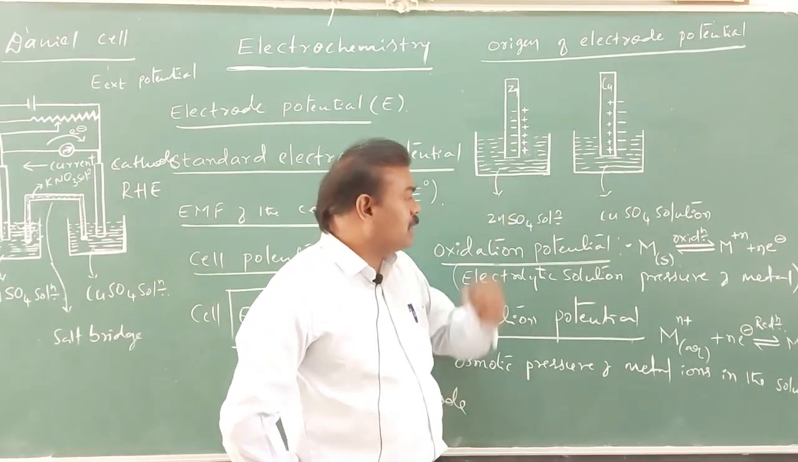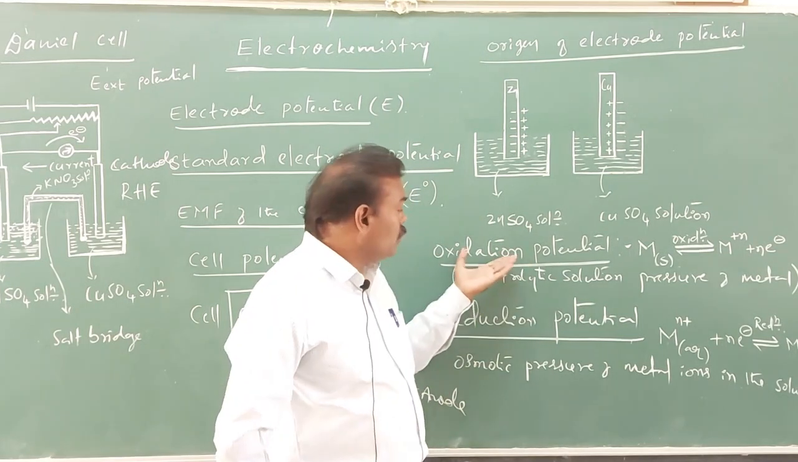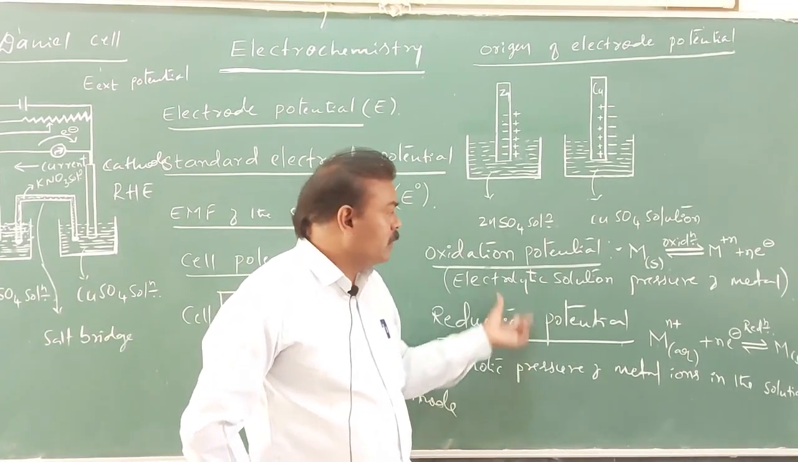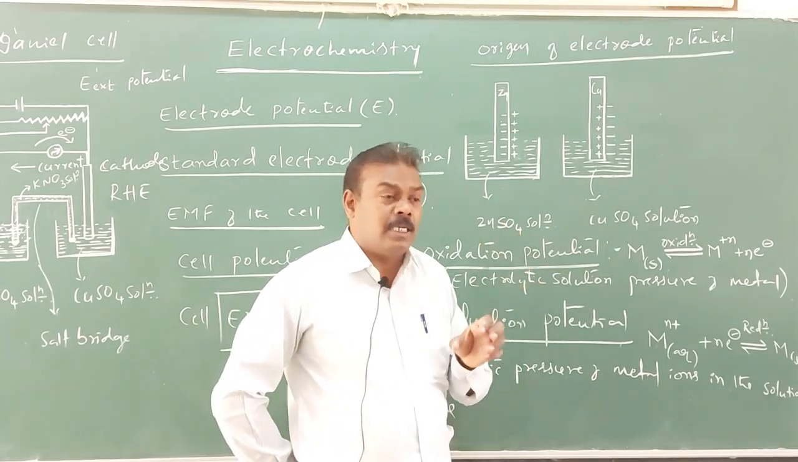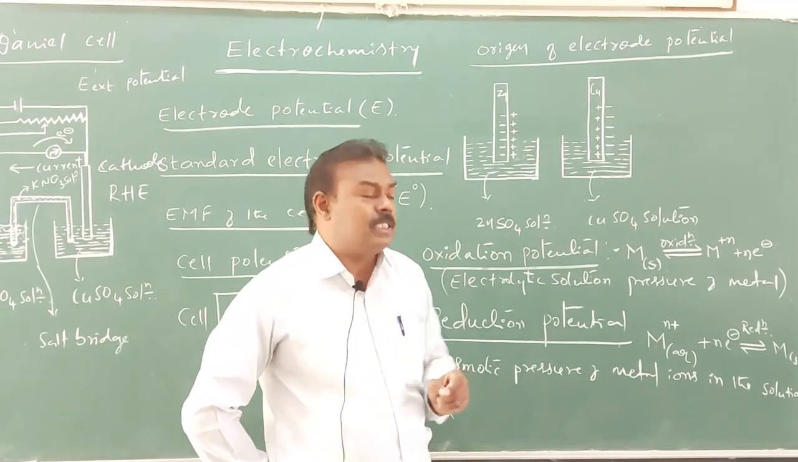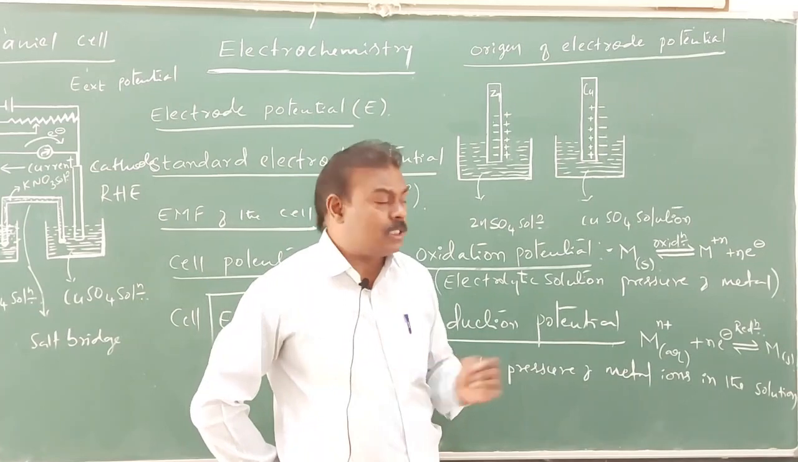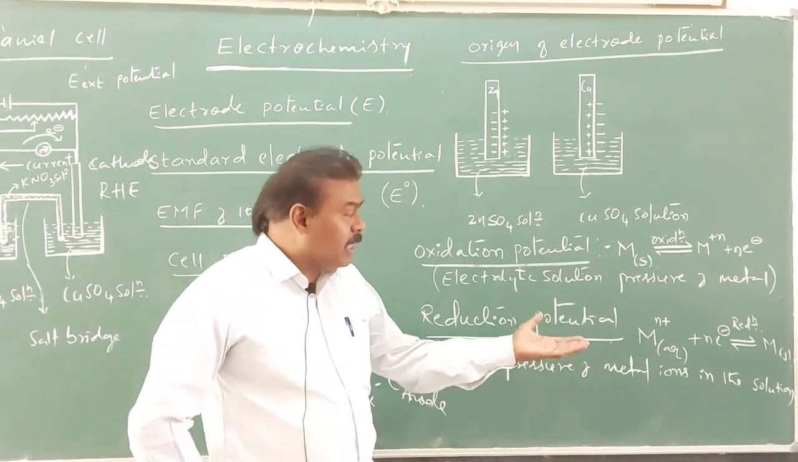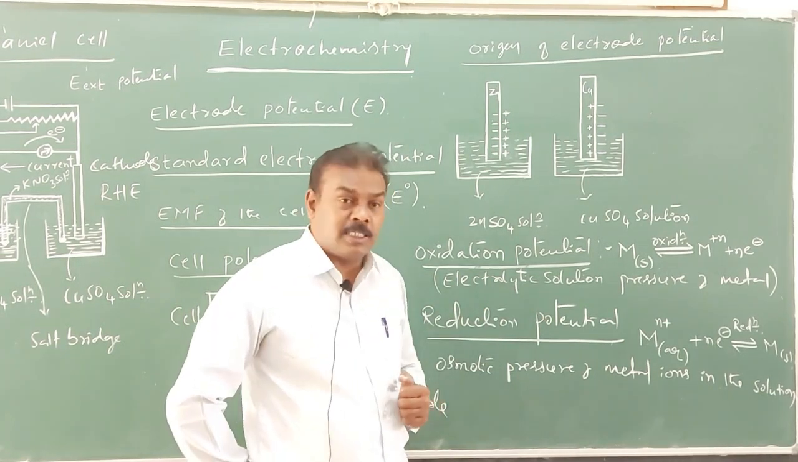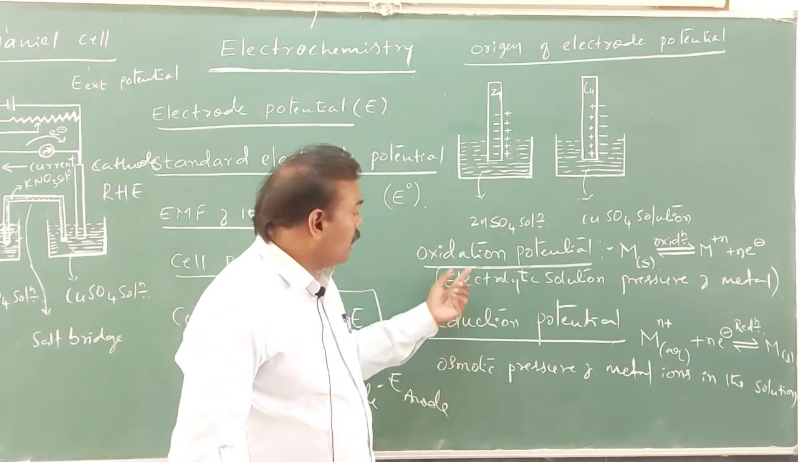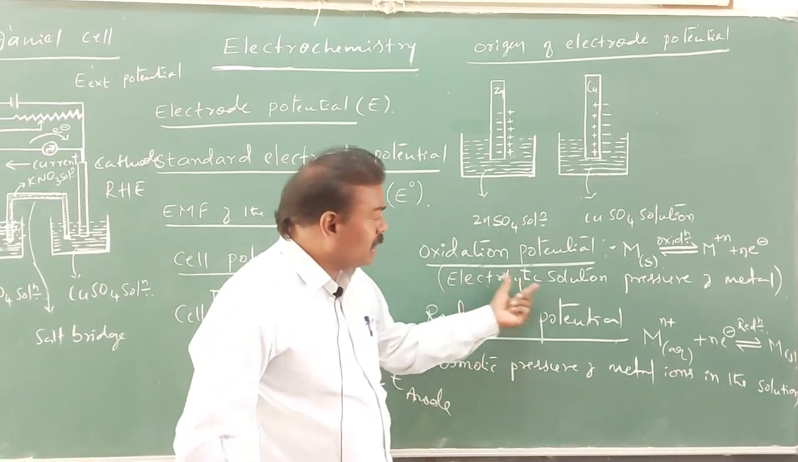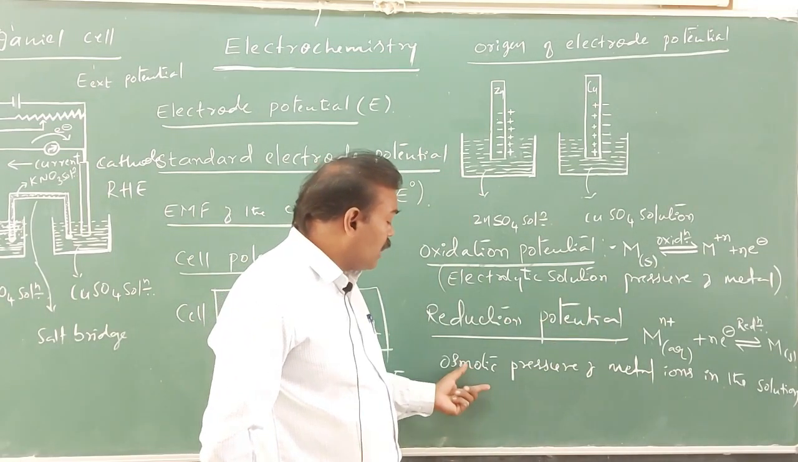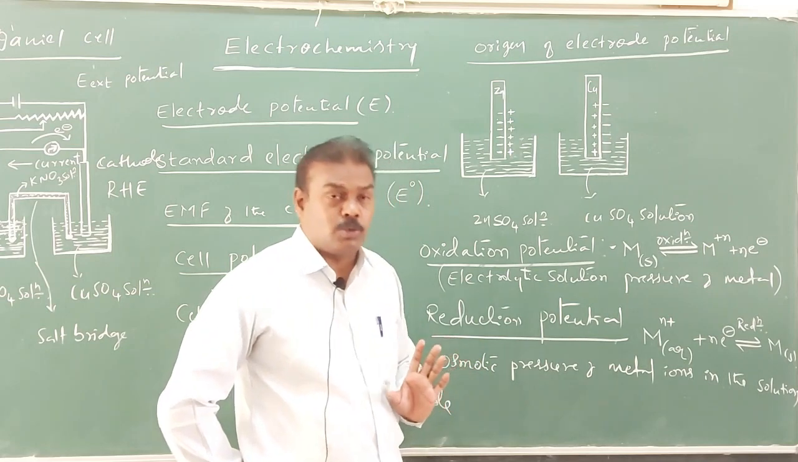You have to understand the concept clearly, in which we should know the terms oxidation potential and reduction potential. What is oxidation potential? It is a tendency. The tendency of a metal to lose electrons is called oxidation potential. The tendency of the metal ions to gain electrons is called the reduction potential. Oxidation potential is nothing but the electrolytic solution pressure of the metal, and reduction potential means the osmotic pressure of the metal ions in the solution.